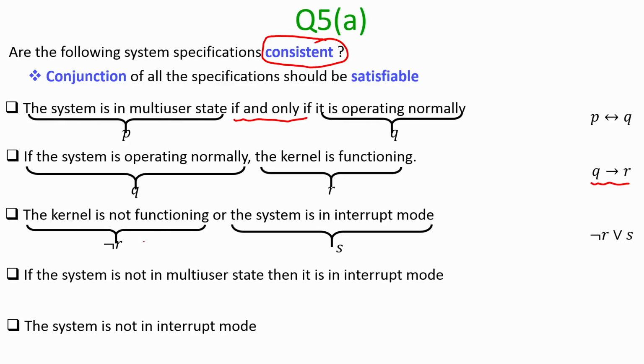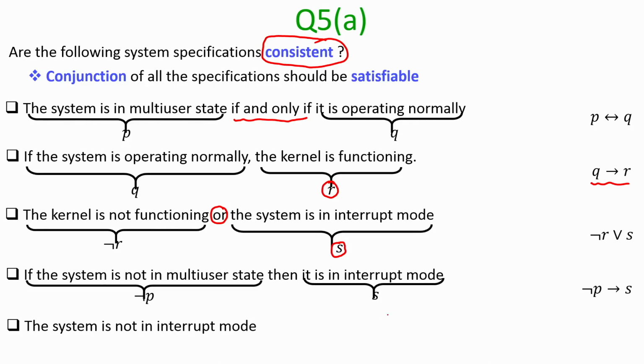Then the proposition kernel is not functioning can be represented by negation R, because I have already used the variable R to represent the statement the kernel is functioning. So, the kernel is not functioning will be represented by negation of R, but now I have to introduce a new variable S to represent the proposition the system is in interrupt state, because I have not encountered it earlier, and this is a disjunction because it is an OR statement. So, this statement will be logically represented as the disjunction of negation R and S.